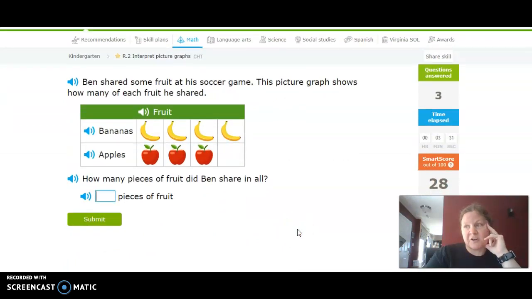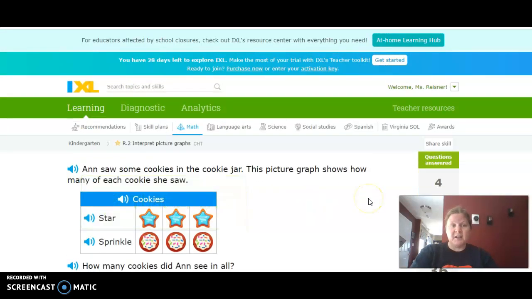Ben shared some fruit at his soccer game. This picture graph shows how many of each fruit he shared. How many pieces of fruit did Ben share in all? In all is one of those math words that tell you to add, put them all together. So we have to do in all the fruit. What are you going to get? Yes, you were going to put the bananas and the apples together and count them. 1, 2, 3, 4, 5, 6, 7. Yes, because all the fruit is all together, the bananas plus the apples. Good job. We got it right.